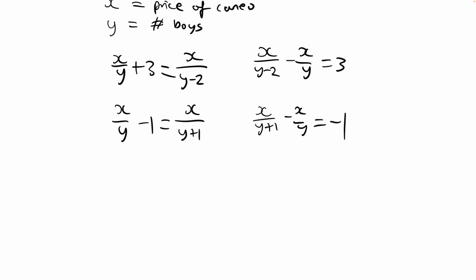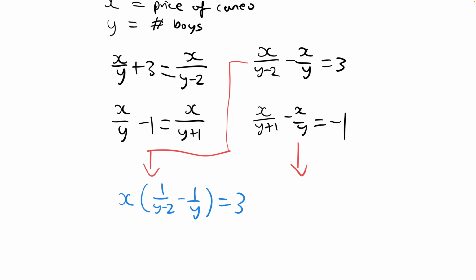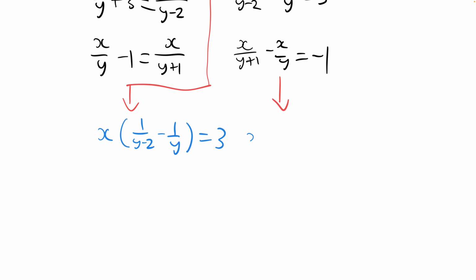So what do we do here? Now, do you realize we can factor an x from both of these? So I'm going to bring this down on this side and bring this down here. We factor an x out of them, and you get 1 over y minus 2 minus 1 over y is equal to 3. Then we do the next one here, factor out an x and do these calculations. So we get to this result, right?